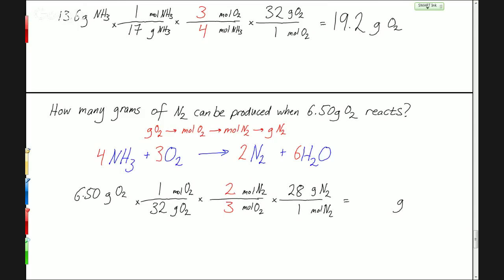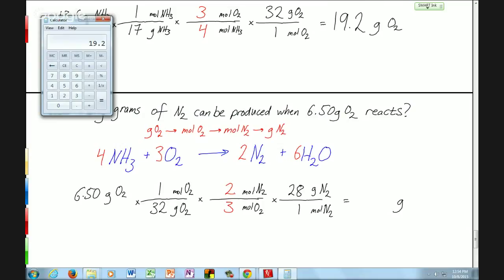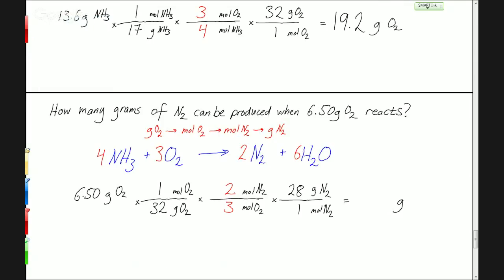Good? So again, as I said, it's the exact same thing. We're just changing the numbers around, and we can calculate the amount of nitrogen that we would make in a reaction. So let's calculate it. 6.5 divided by 32 times 2 divided by 3 times 28, 3.79. That's grams of nitrogen. So is that what you got? From the equation, the balanced equation says 3 of these for 2 of these. Yeah, those are the coefficients from the balanced equation, those numbers that go out in front.